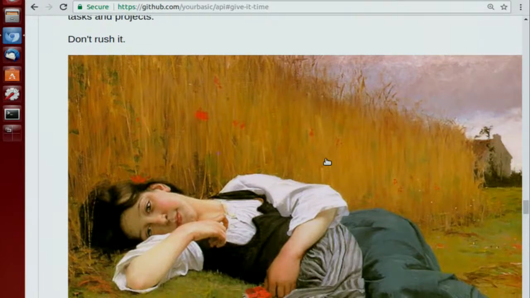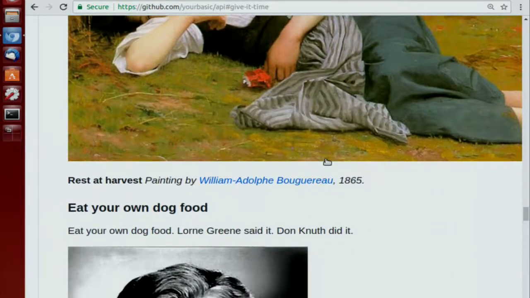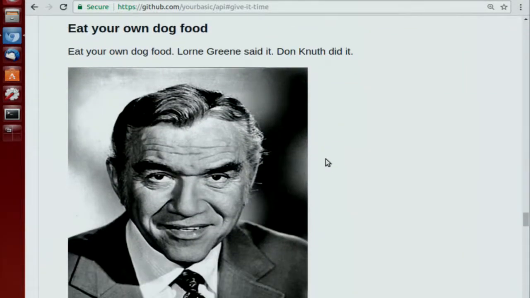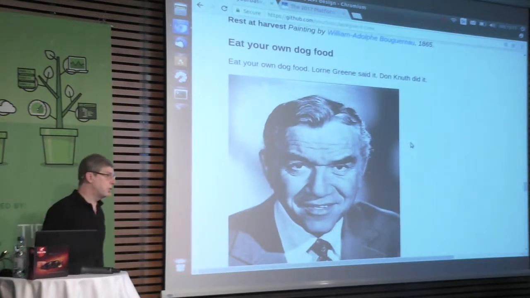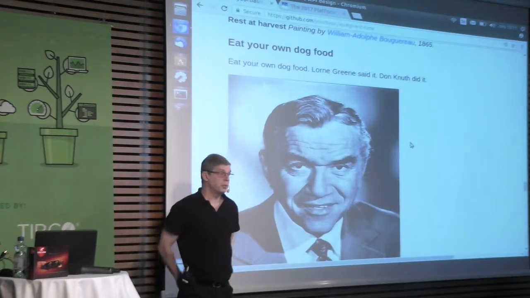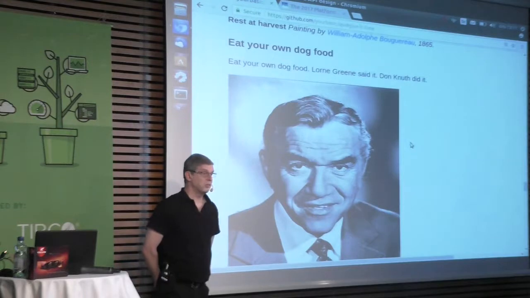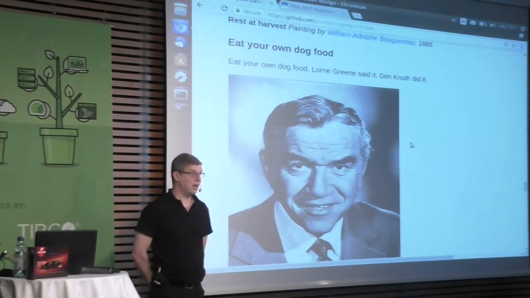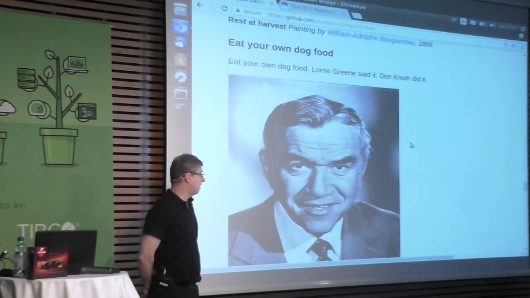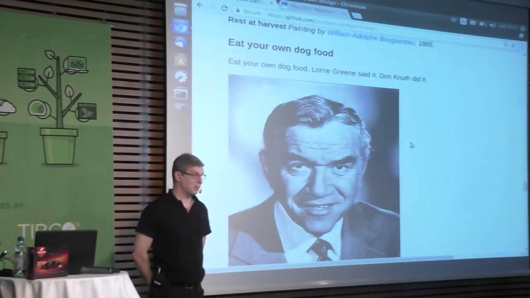So let's look at the give-it-time thing. The other side of this coin is perhaps the well-known advice to eat your own dog food. And most of you are familiar with it. It means that you use your own product, because if you're using your own product, you will find a lot of problems with it. I was digging, and I found that this guy here is supposedly the first guy to have said that. If you're my age and grew up in the United States, you saw him in dog food commercials back in the 70s. So this guy actually did claim that he was eating his own dog food.